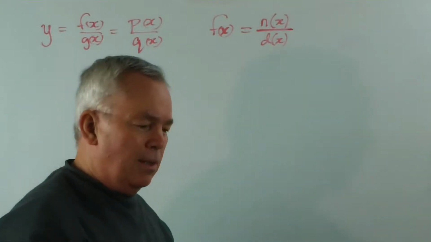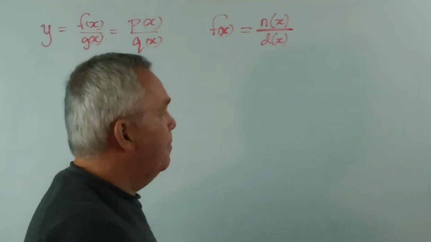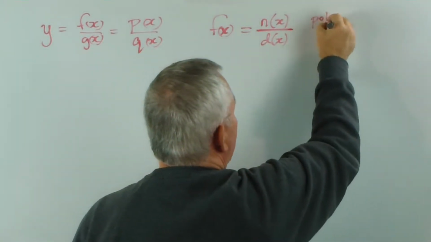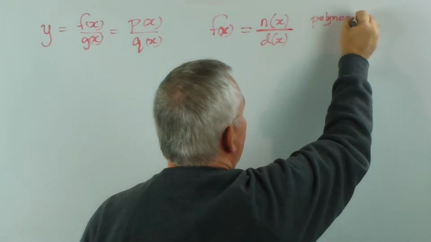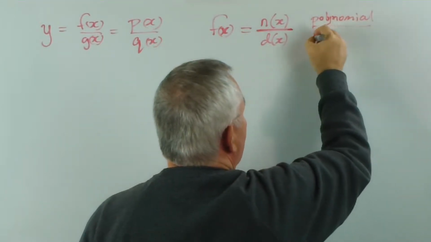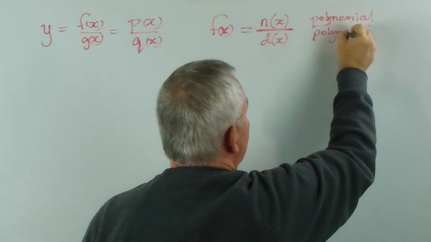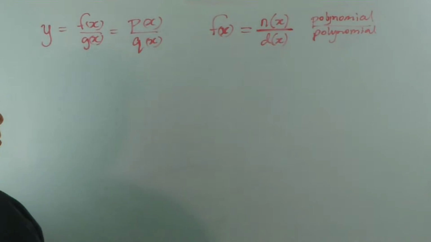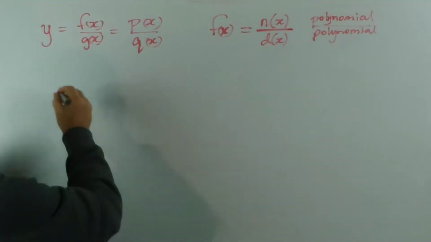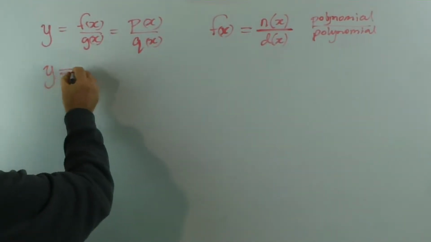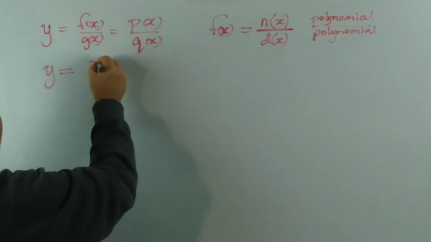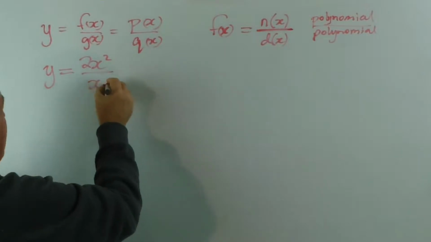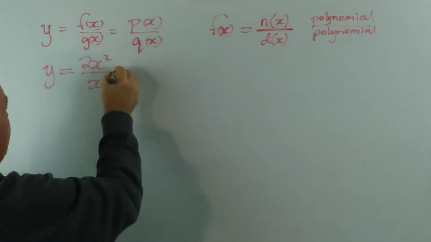Now the principles we're going to learn can apply to other functions as well, but we're specifically talking about a polynomial divided by another polynomial. Now let's look at what the implications of this may be. First of all, let's make an example. 2x squared over x minus 3.